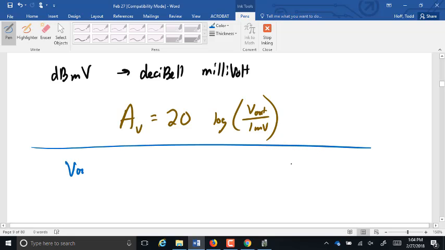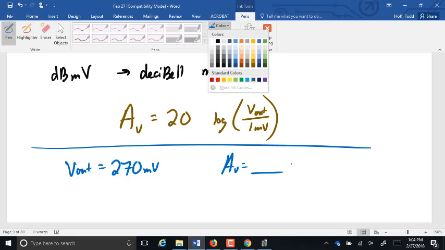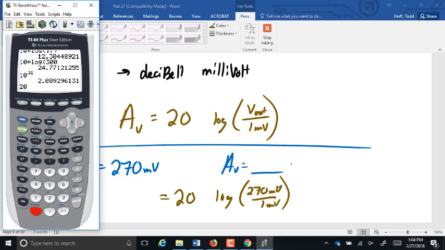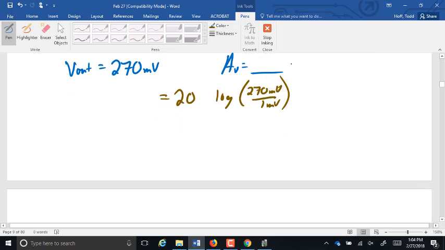So if we have a voltage output of 270 millivolts, find that power level. Well, it's simply going to be 20 times the log of 270 millivolts over 1 millivolt. Now again, the millivolts cancel out. It's basically just 20 times log of 270. That gives us 48.63 dBmV.